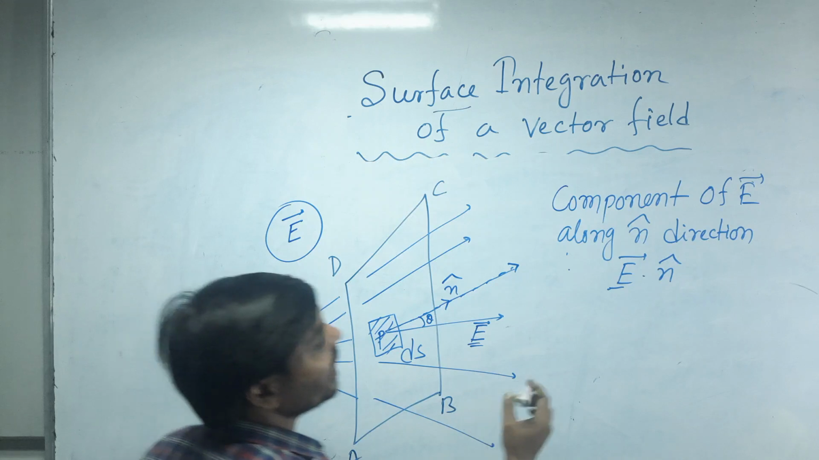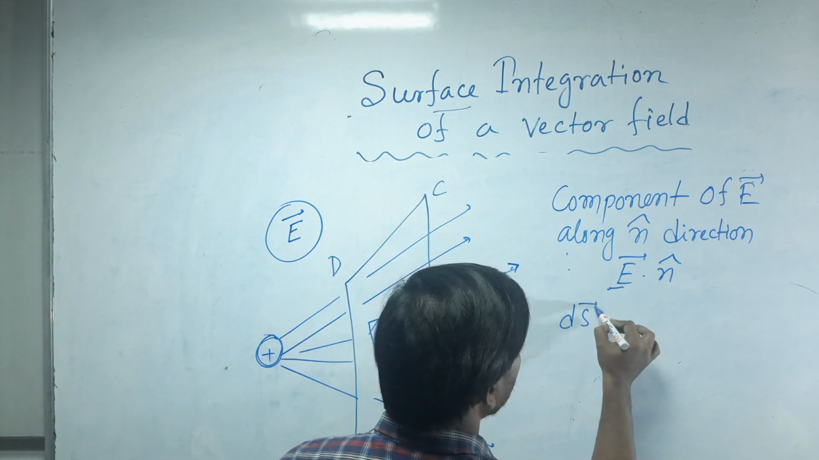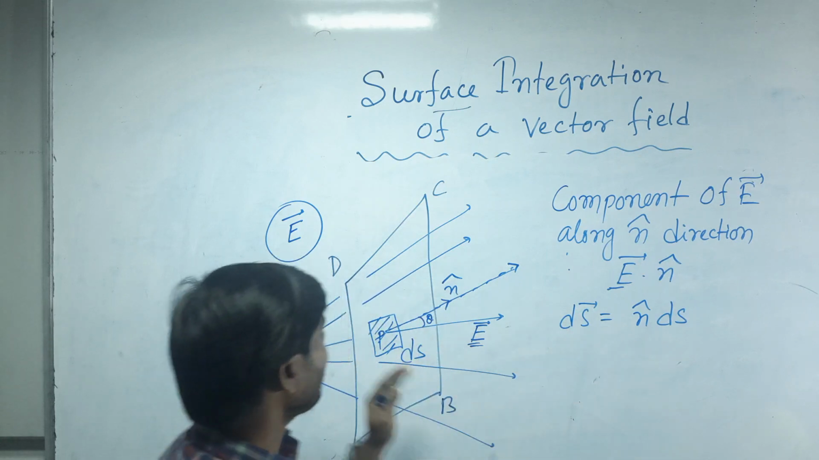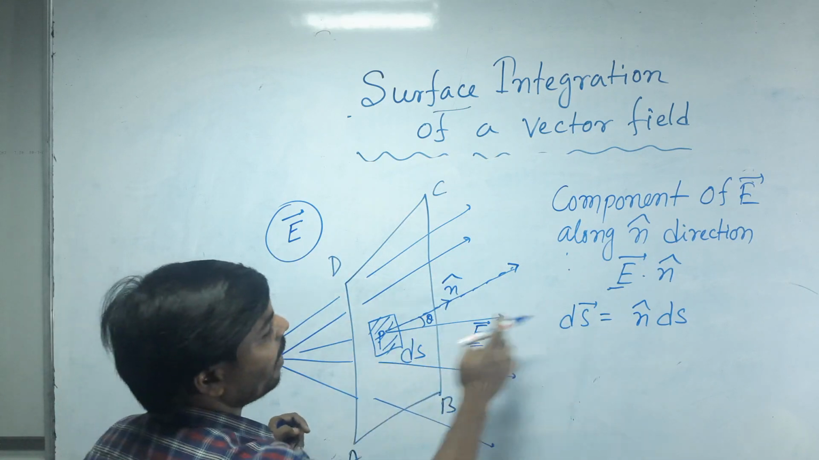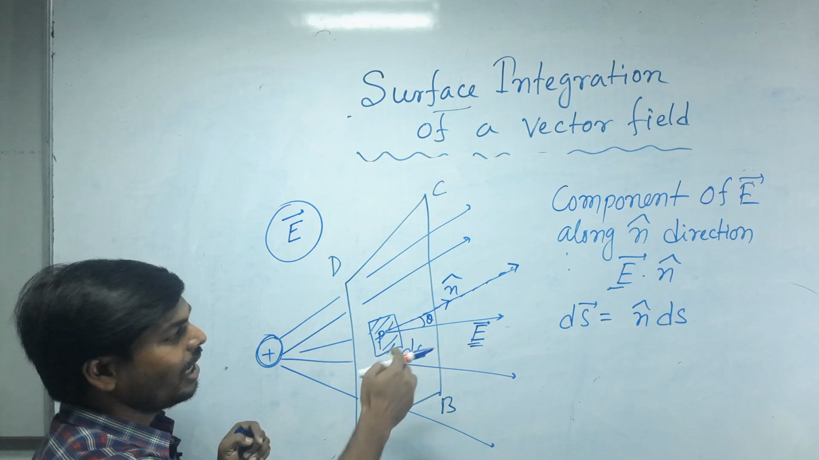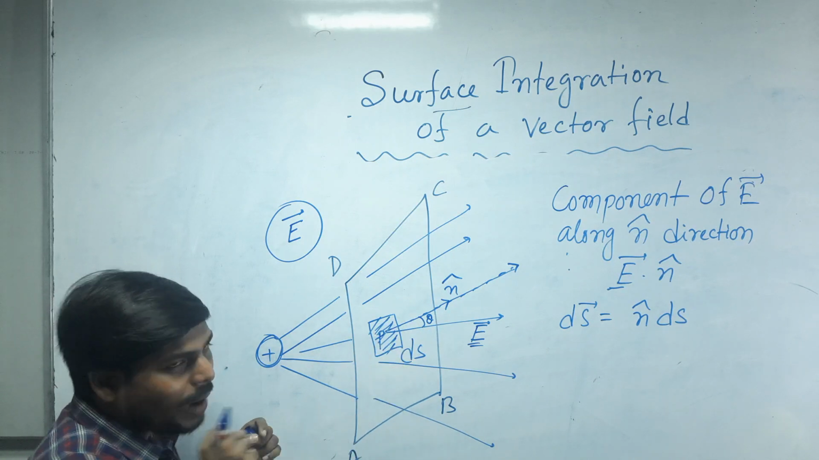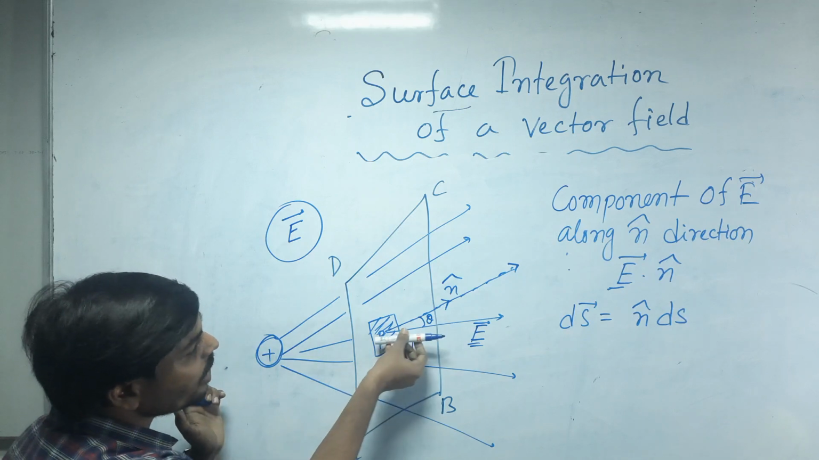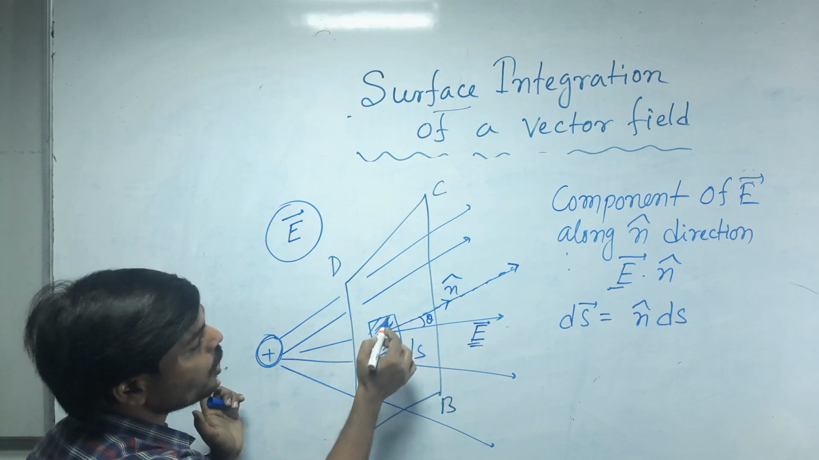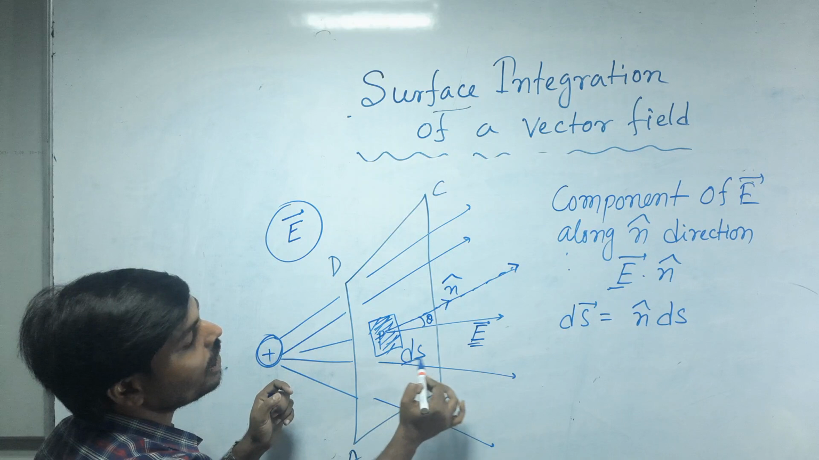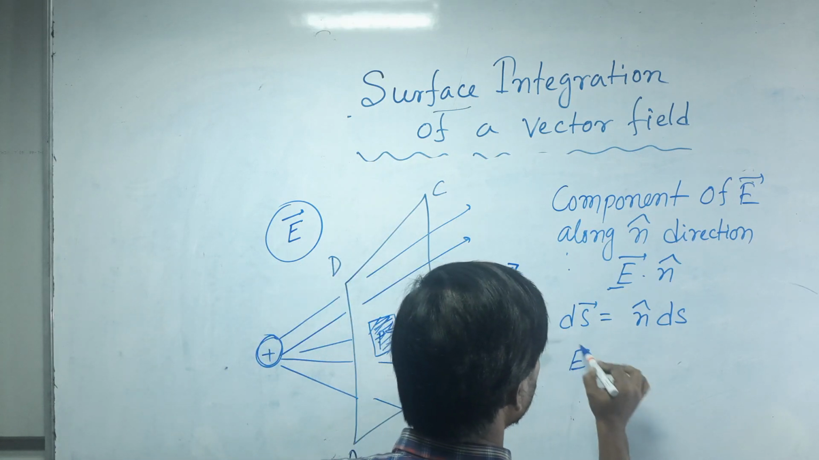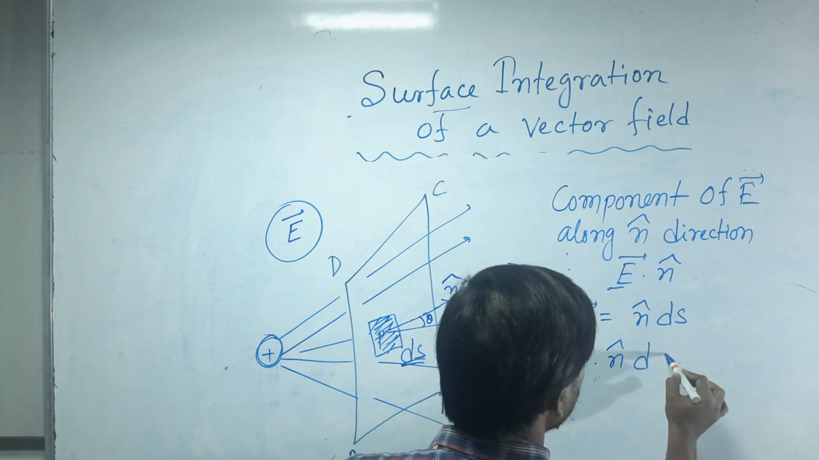How can we write this small elementary area? Ds vector is nothing but n cap ds. Ds is the magnitude of this area and n cap is the direction of this area. So if I consider an infinitesimally small area, then how many field lines pass normally, perpendicularly to this area ds is nothing but E vector dot n cap ds.